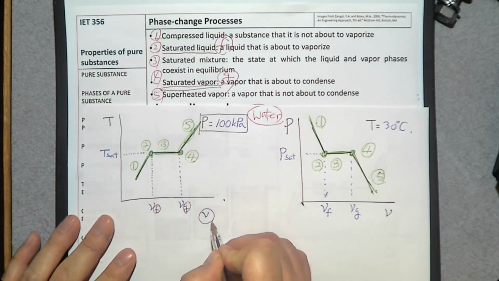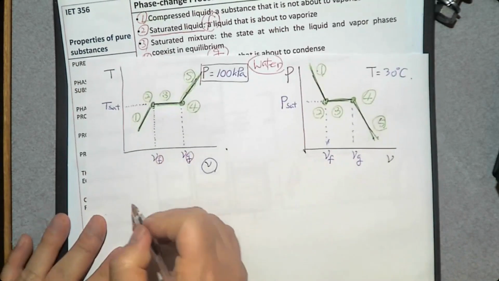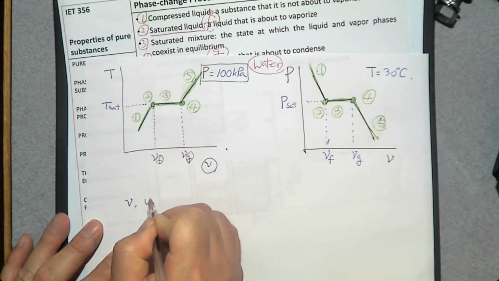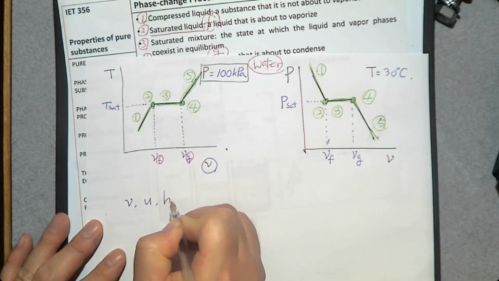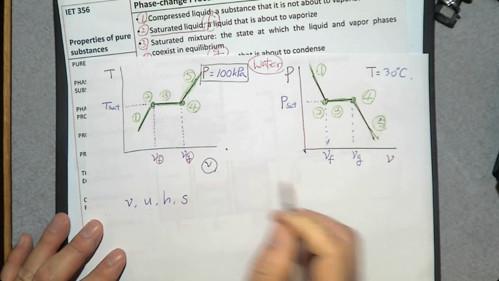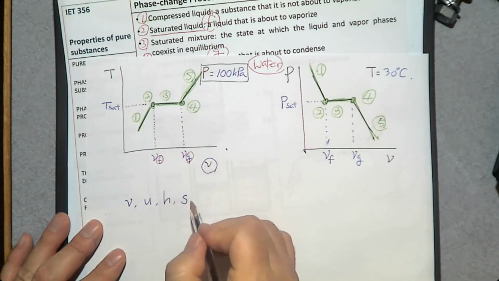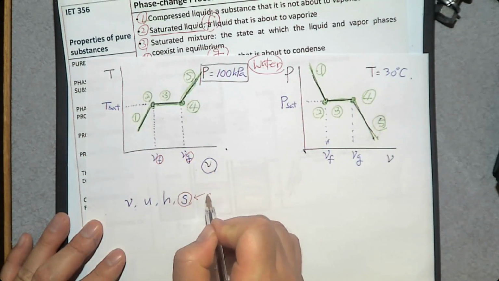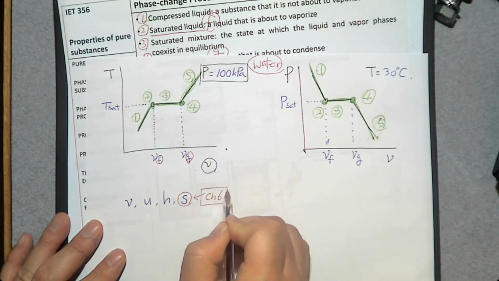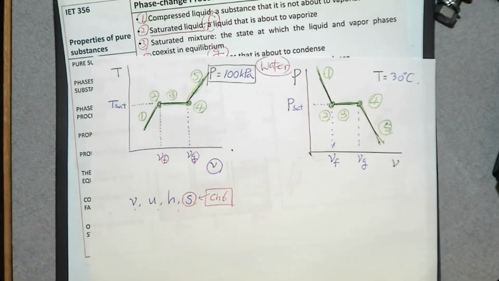One is V, the other one is specific internal energy U, specific enthalpy H, and specific entropy S. But this entropy S we are going to study later in chapter 6. So until then, just V, U, H. What about if I'm not interested in specific volume, but I want to determine this U? Then can we make a property diagram for this U? Yes, you can. How?